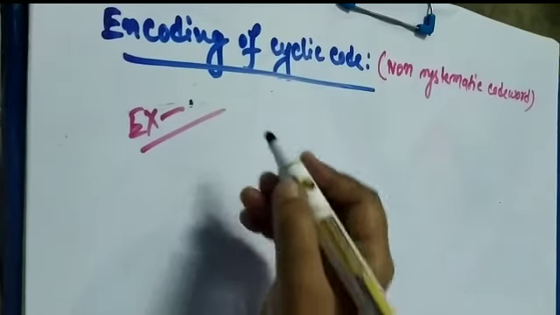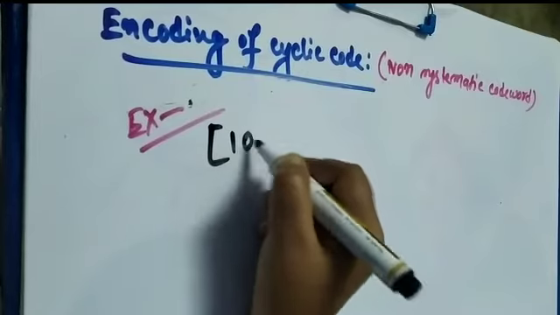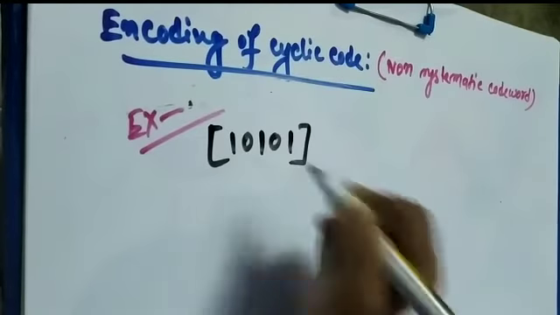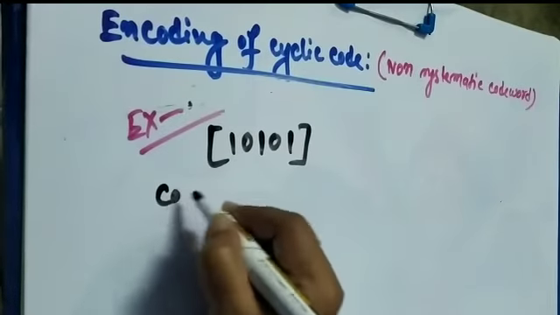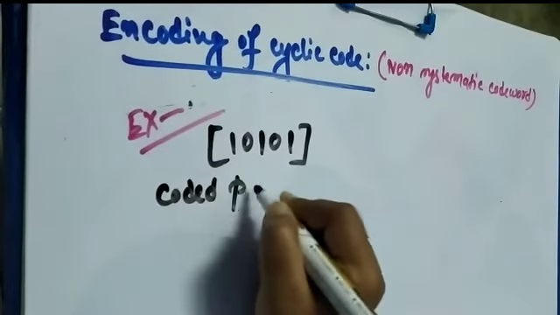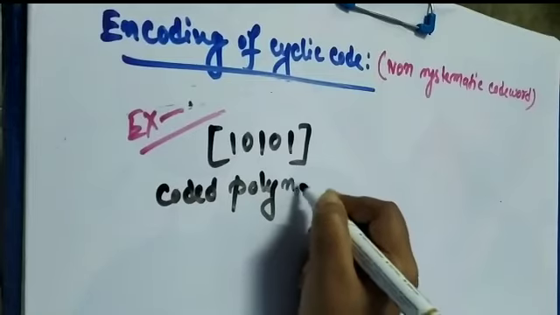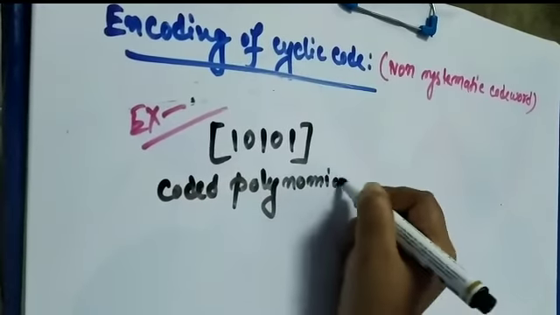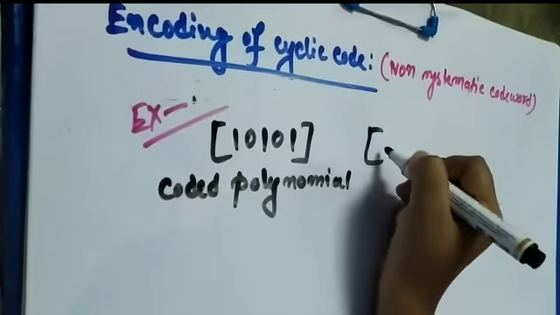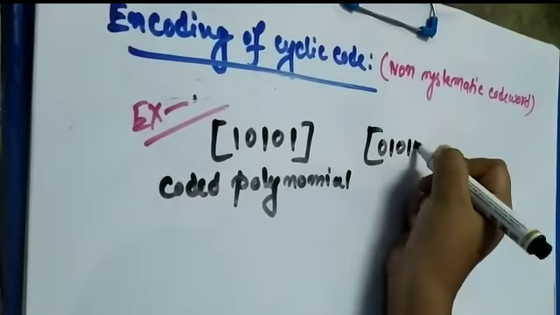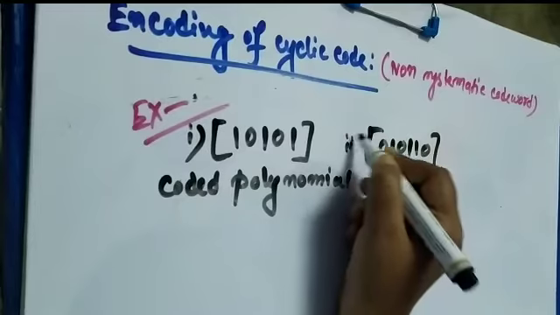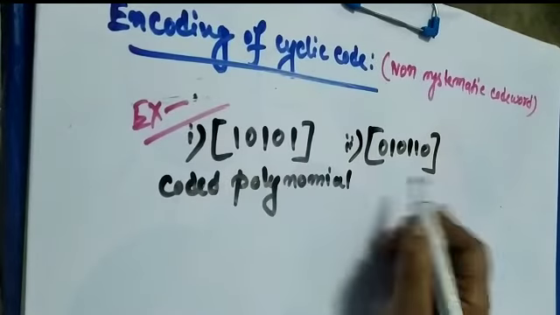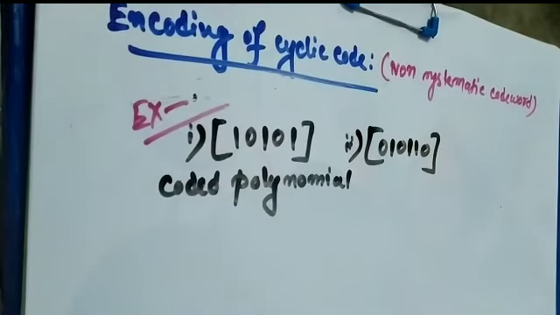So an exercise is given to you. Suppose 10101 is a code word. You have to find out the coded polynomial. Another one is 010110. In both cases, it is first, it is second. You have to find out the coded polynomial. Try yourself.